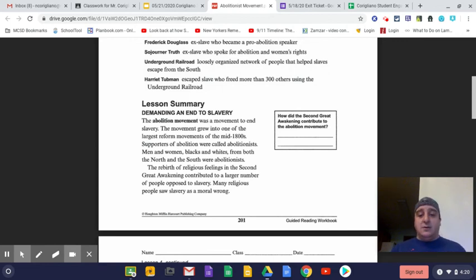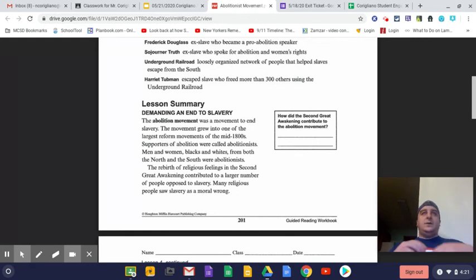So how did the Second Great Awakening contribute to the abolition movement? It really created the abolition movement and made people want to create it because they saw slavery as a moral wrong. And it actually is right here in this last sentence. Many religious people saw slavery as a moral wrong. So as long as you had that sentence written on the line, that would have been the correct answer I was going for on that question. But at least we understand in a little more detail how and why that happened.